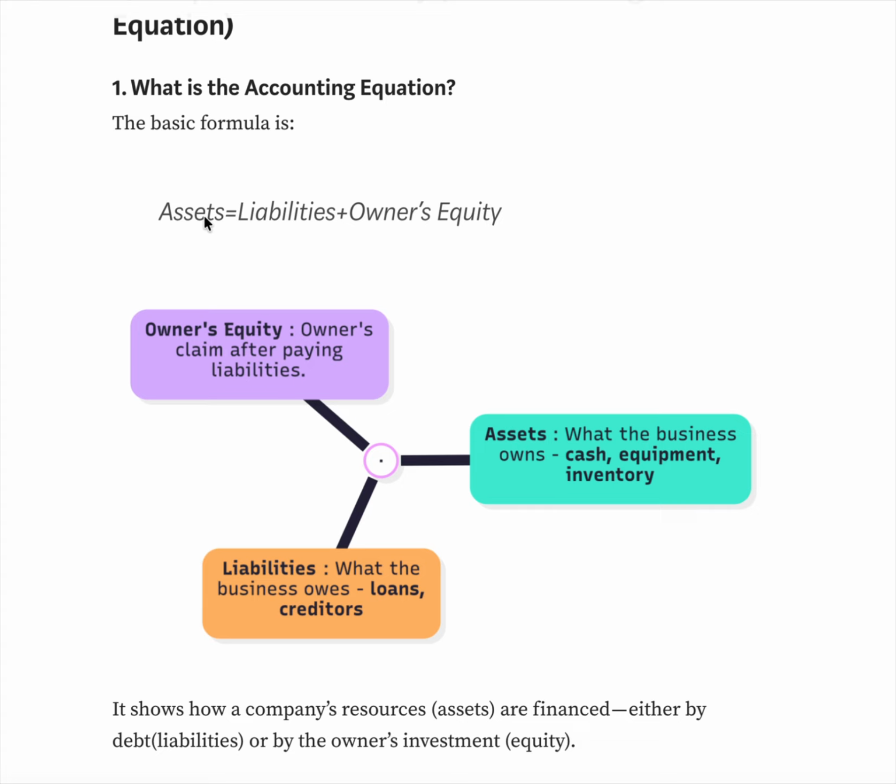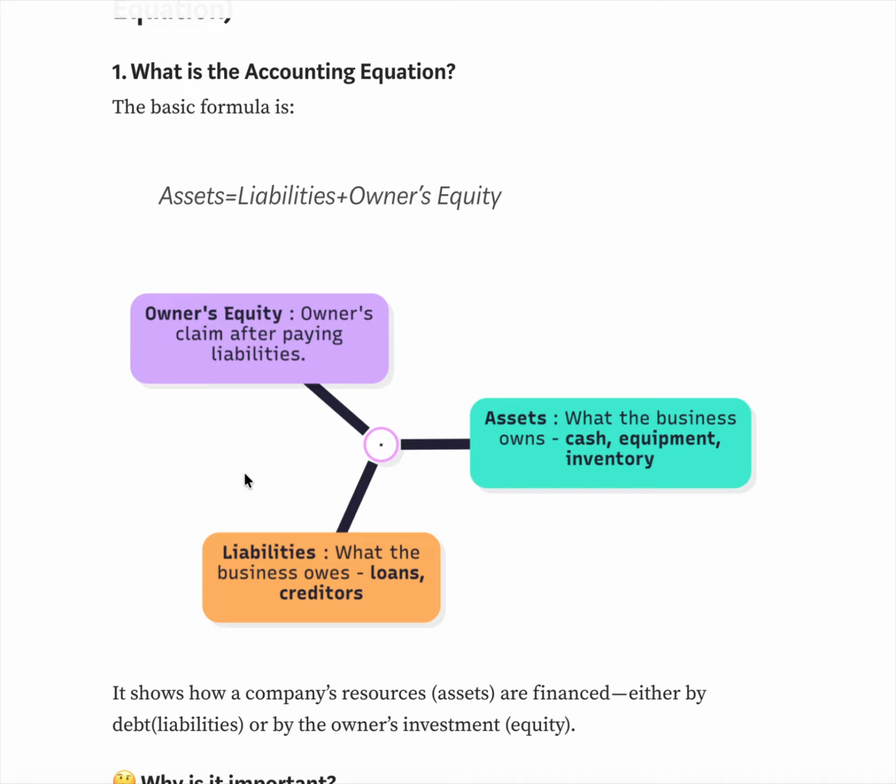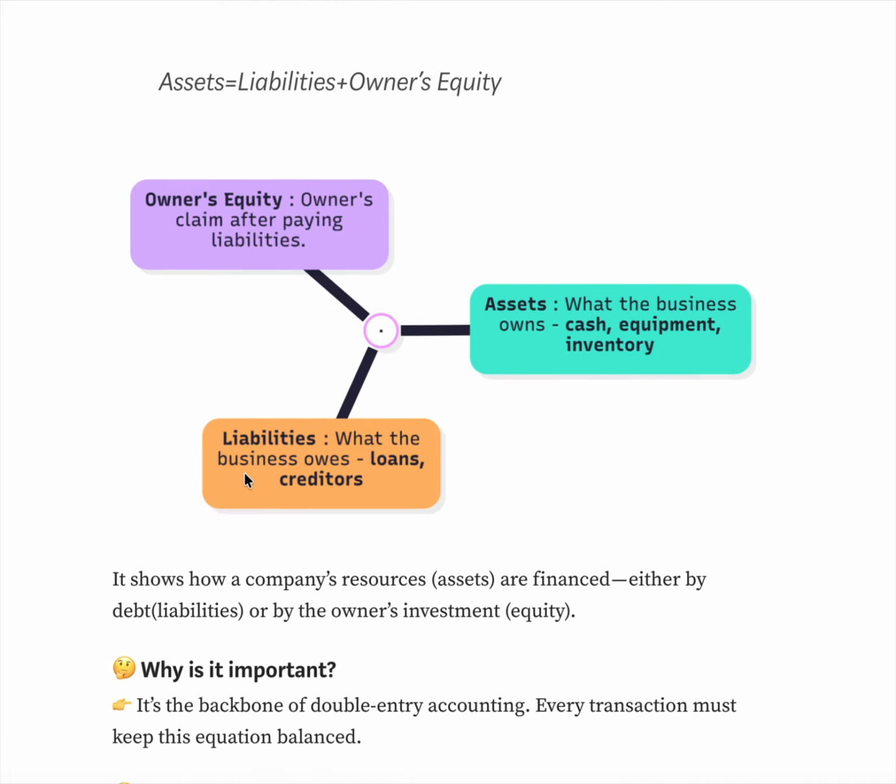Liabilities is what the business owes. For example, the business buys a new coffee machine. The new coffee machine is the asset, but he buys that coffee machine on a loan, so he has to pay the loan, so that is the liability. And all the creditors that you need to pay, these are the liabilities. And finally the owner's equity, that is the owner's claim after paying the liabilities. Whatever the owner put in this business, that's his own money. So this is the simple explanation of the accounting equation.